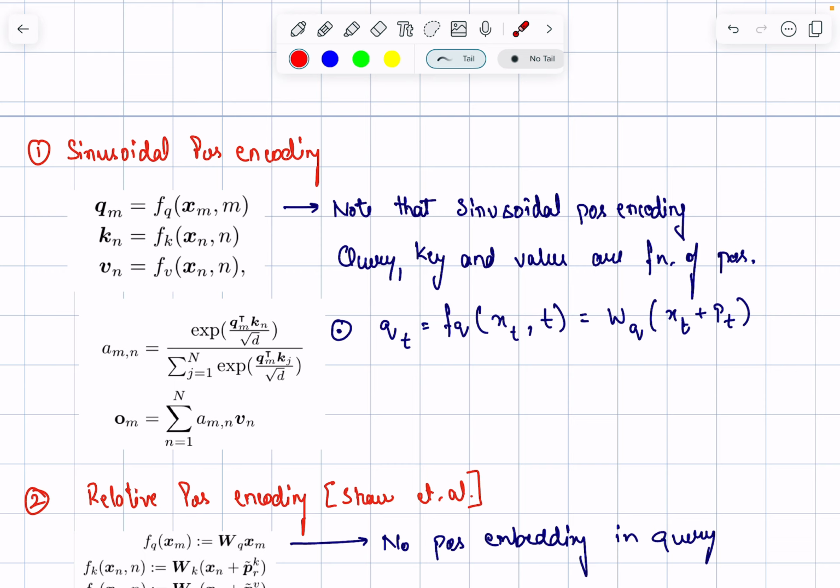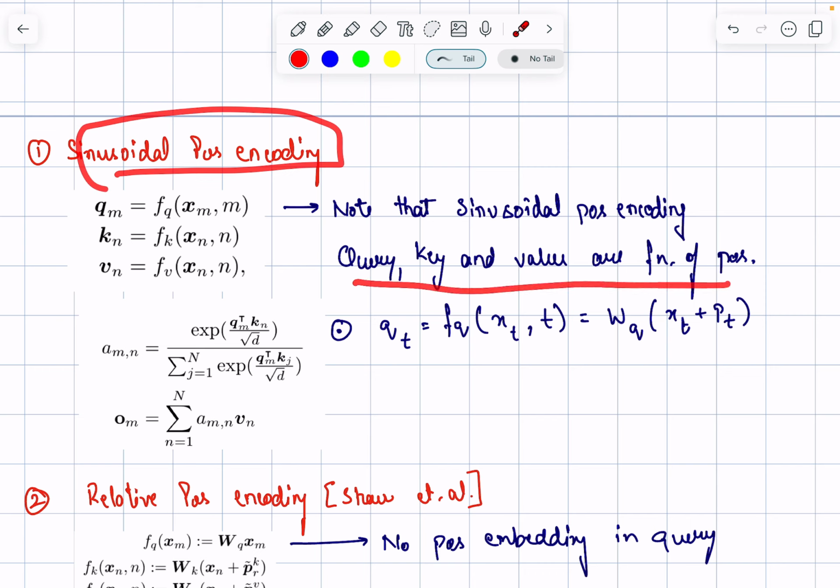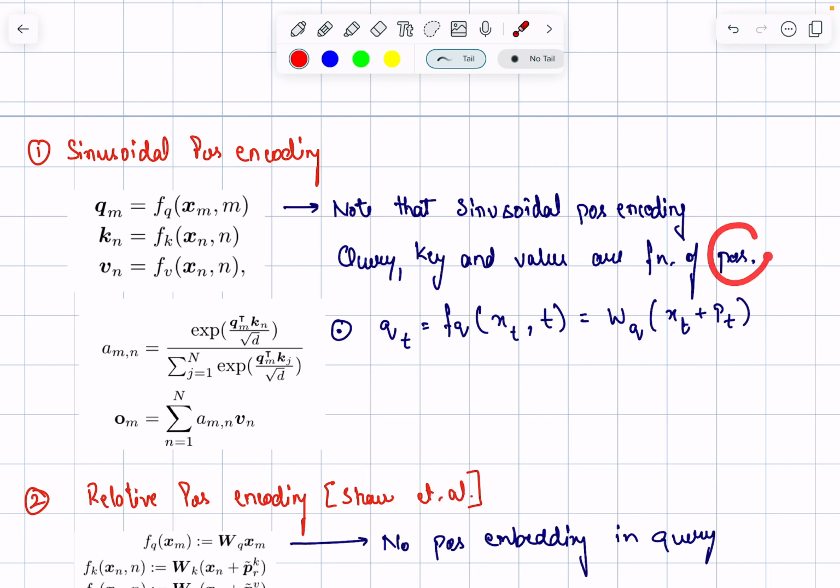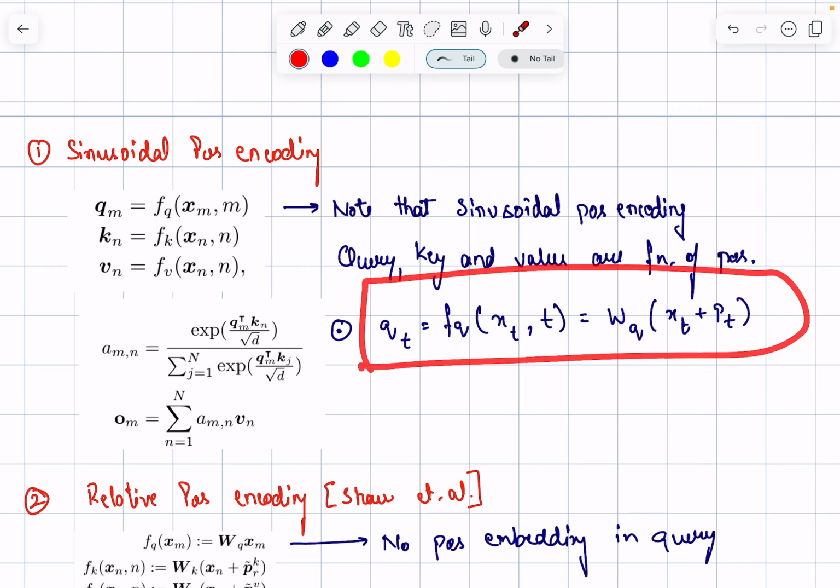Similarly, the key kn, the key vector at nth position, is a function fk which takes two arguments, xn and n. Similarly for vn. Okay, we note that in this case, for sinusoidal positional embeddings, the query, key and value vectors are a function of the position, the absolute position, right? So we saw this particular equation earlier.